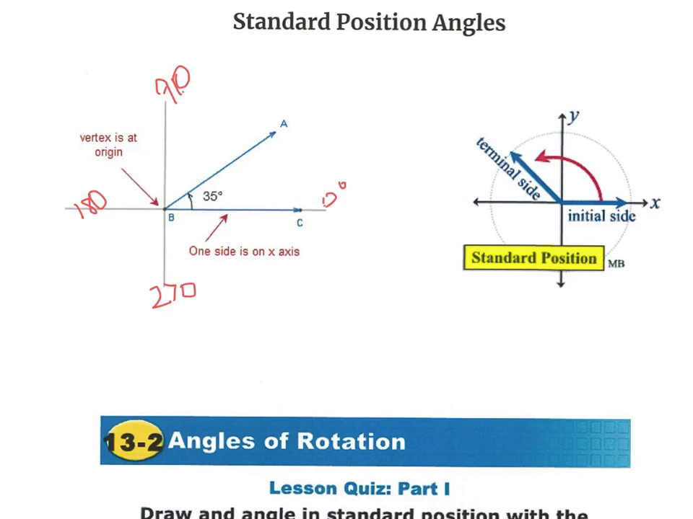Now, if we go all the way around, that's 360 degrees, also the same spot. So a whole circle is 360 degrees.